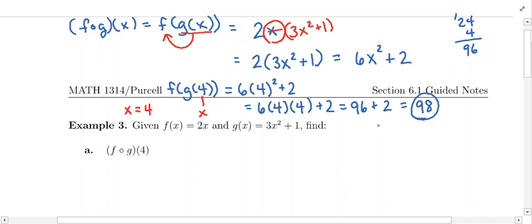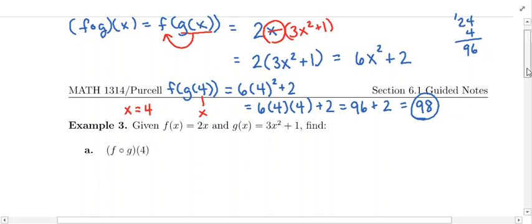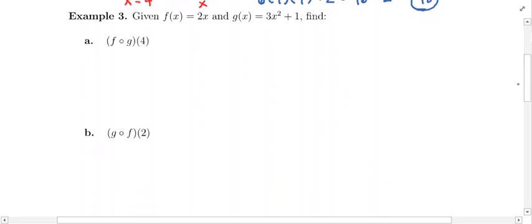You're probably wondering, why didn't you do it down here? Well, this is one way you can do the problem. You can form the composite function, and then once you have it, you plug in 4 for x, and you're done. There's an easier way that doesn't involve as much work, so that's what I want to show you. It's up to you which way you do it. I don't care. Let's focus on this again. We're going to get the same answer, 98.